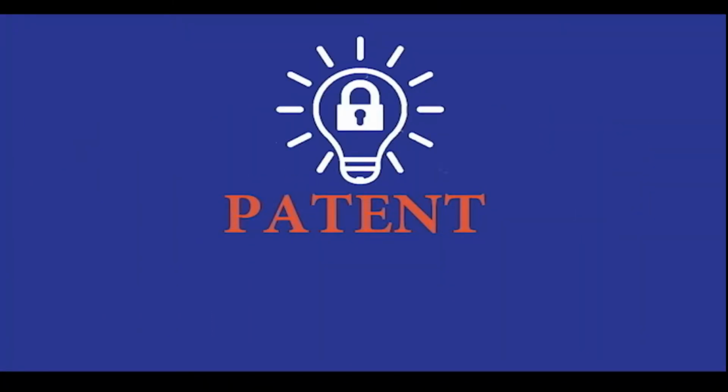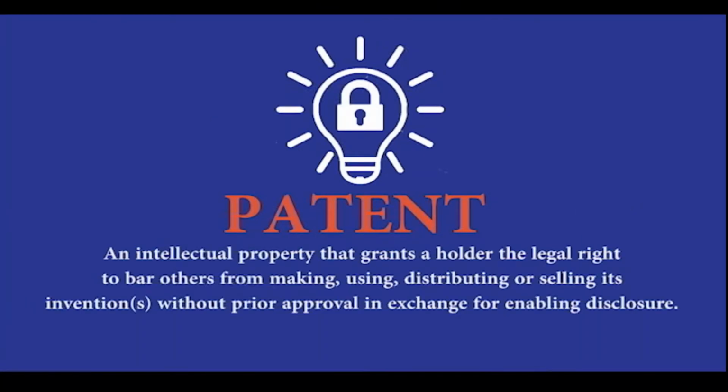Now in this episode, we're going to talk about another form of protection for intellectual property, which has to do with inventions. So in this episode, we'll be talking about patents. A patent is a type of intellectual property that grants the patentee, or the inventor or the holder, the exclusive legal right that bars other people from making, using, distributing, or selling their invention without their consent, in exchange for what we call an enabling disclosure.